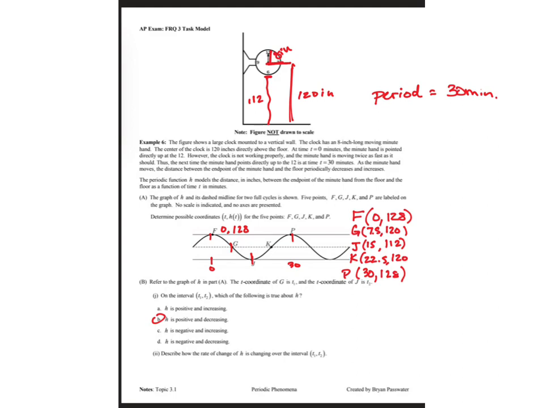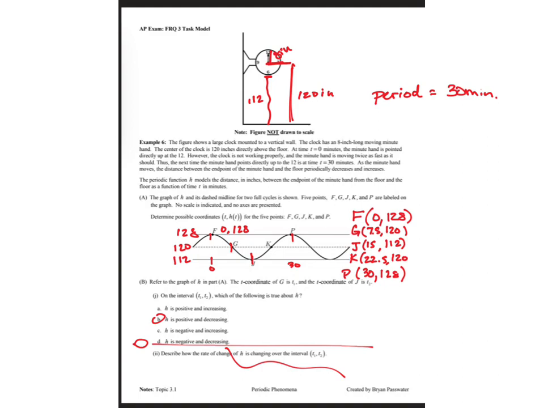If you look at this, we marked this as 128. We marked this midline as 120. We marked this bottom line as 112. So where would H be negative? All the way down here. Right? If it's below the x-axis, it's negative. Do you understand? These values are all positive. Yeah. Ground level would be 0.